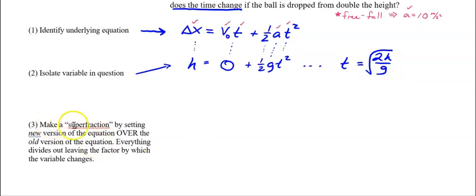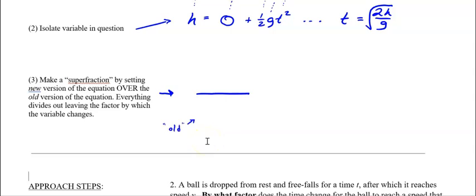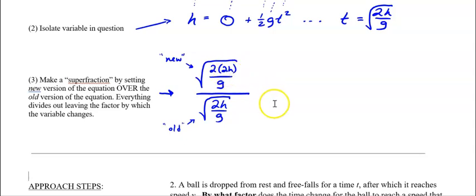Once I have this, then I can make our superfraction. So what the superfraction is, it's going to take this expression, square root of 2h over g, and we're going to set the newer version of this with the doubled height over that same equation, but in the older version, which is just going to be the 2h over g as it is. So let me show you what that's going to look like here. So we're going to set the old, which is this, the 2h over g, that's the original one, over the new version of this equation, which would have the double the height.